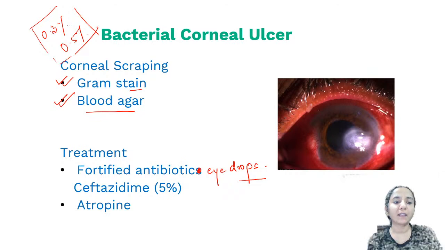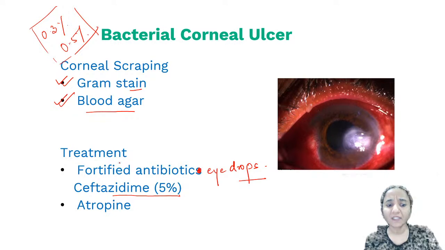And what is the antibiotic used? The one that is used is ceftazidime, commonly 5%. See, commonly I told you it's 0.5, here we are using 5% because this is broad spectrum. So ceftazidime 5% is the fortified antibiotic eye drops that is generally used for bacterial corneal ulcer.